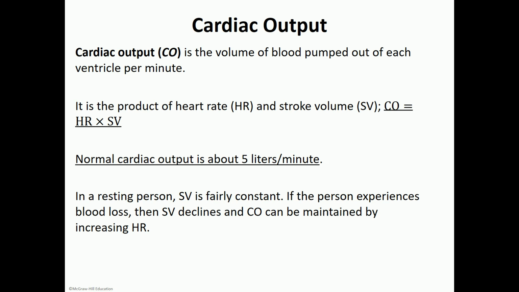Okay, and the stroke volume tends to be fairly constant. What happens is the body tries to maintain a constant cardiac output. So let's say, for example, that there is severe blood loss and the stroke volume goes down, so it declines. Since the cardiac output is a product of these two, if the stroke volume goes down, in order to maintain a constant cardiac output, the body would have to increase the heart rate.